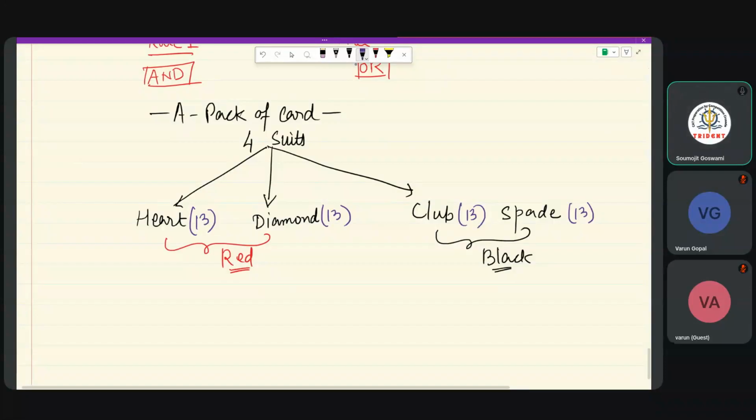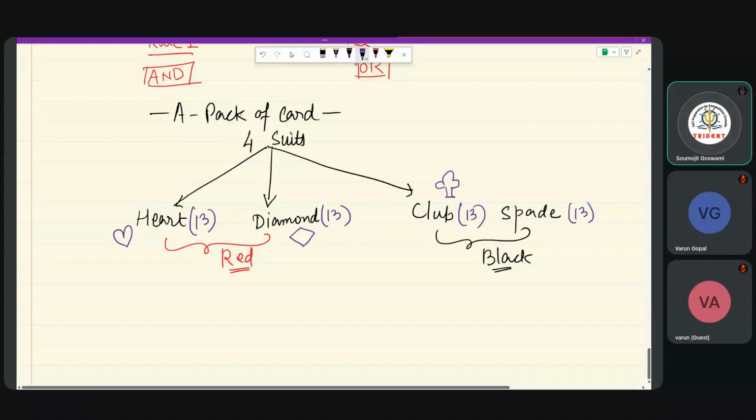I'm pretty sure you know what this is. The diamond will be something like this. A heart will be like this. What is a club? A club is typically that thing, right? This is a club. Do you know the weapon of Hanumanji, the weapon of Lord Hanuman? That is a club.